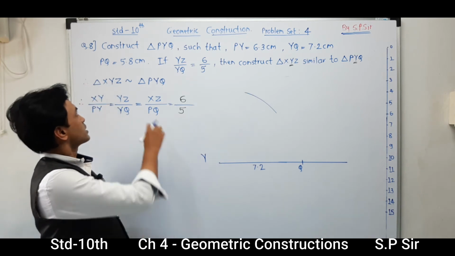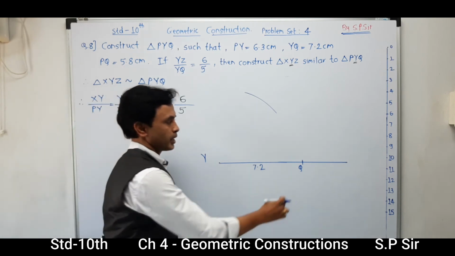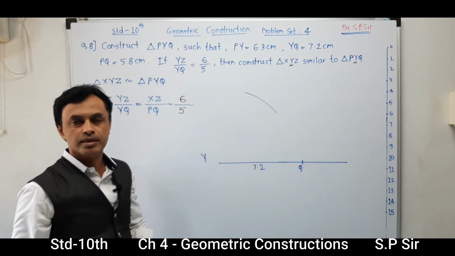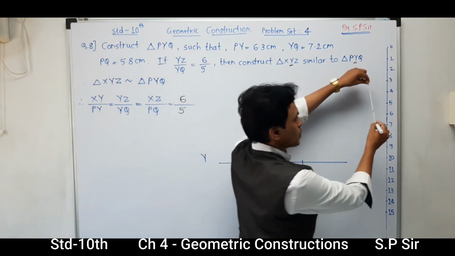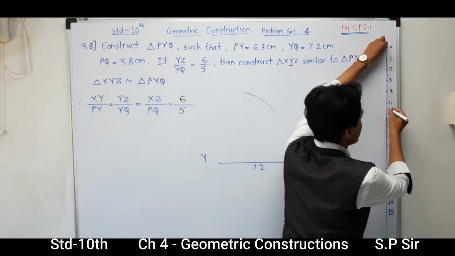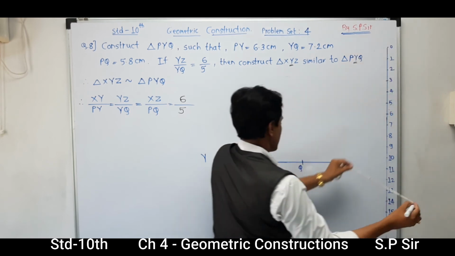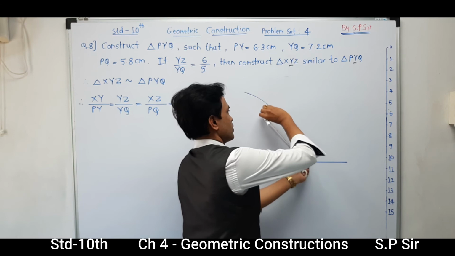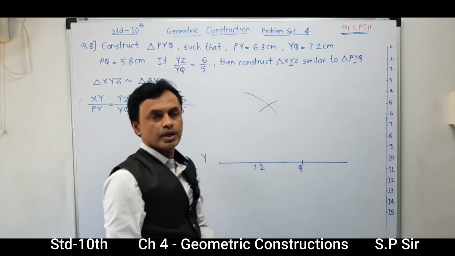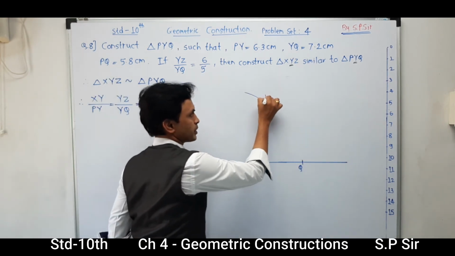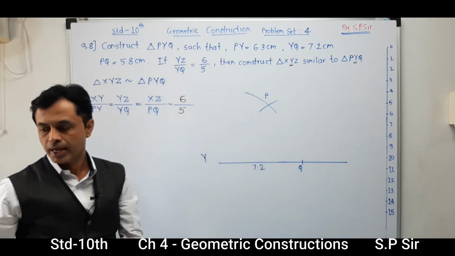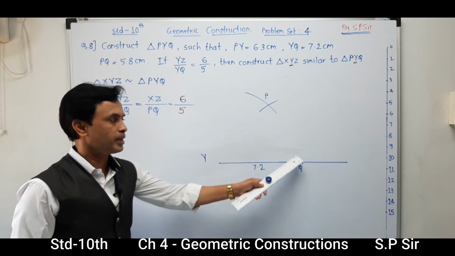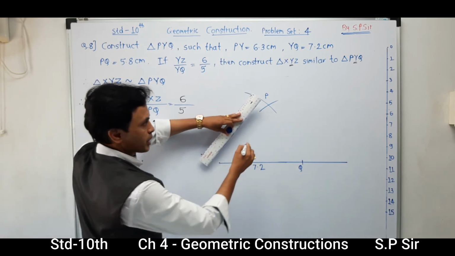So next, PQ is 5.8. Taking the distance 5.8 and taking from the reference of Q, here you are able to get the point P in the diagram. Now join P to Y and P to Q, and your diagram is going to get completed.